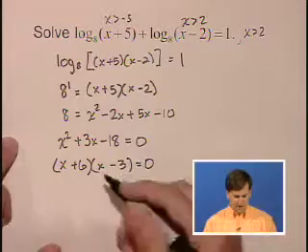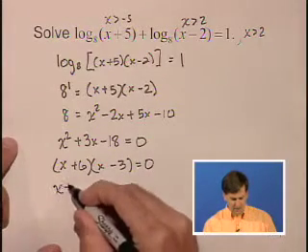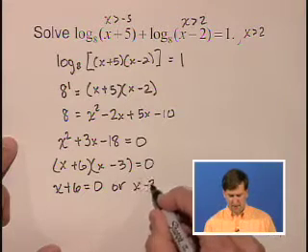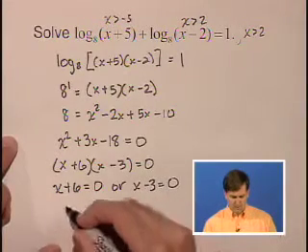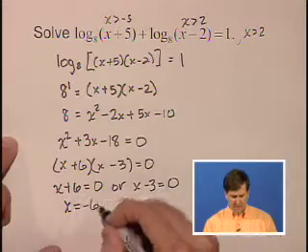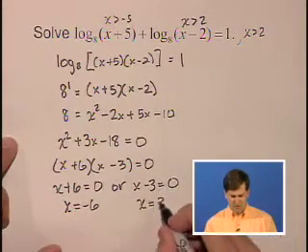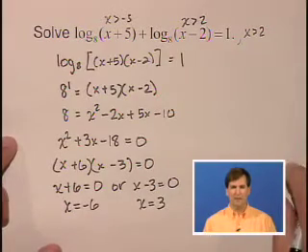So now I'll use the zero product property and have x plus 6 is equal to 0, or x minus 3 is equal to 0. This one would say x is equal to negative 6 when I subtract 6 from each side. When I add 3 to both sides for this one, I'll get x is equal to positive 3.